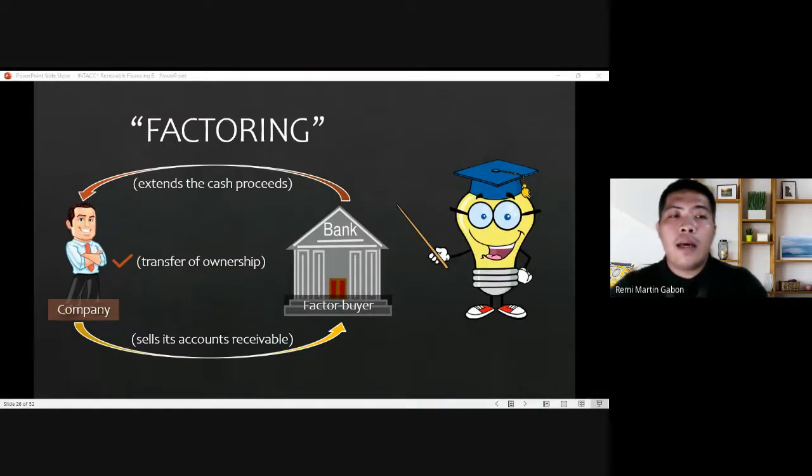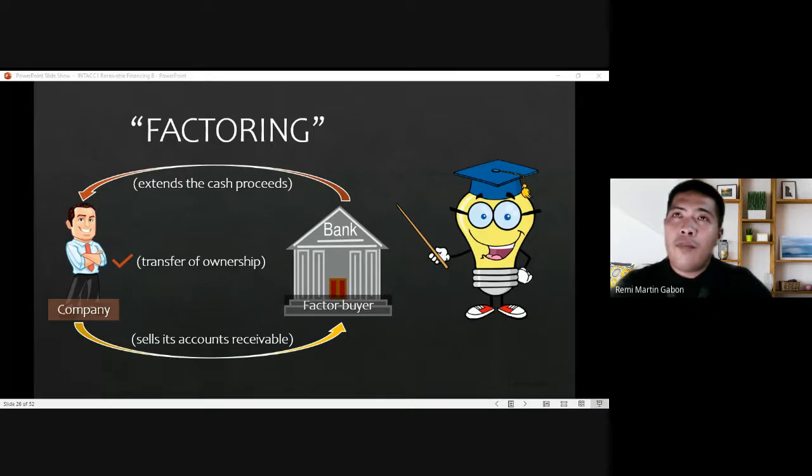If we're going to illustrate factoring, it's just like this one. Upon selling by the company of its accounts receivable to an identified factor, for example, again, we have it yung bank. The bank will now own the accounts receivable. Okay? That ownership will be transferred from the company, from the selling company to the factor buyer. Then the bank or the factor buyer will have all the risks and rewards in collection of that accounts receivable. What does it mean by risks and rewards?